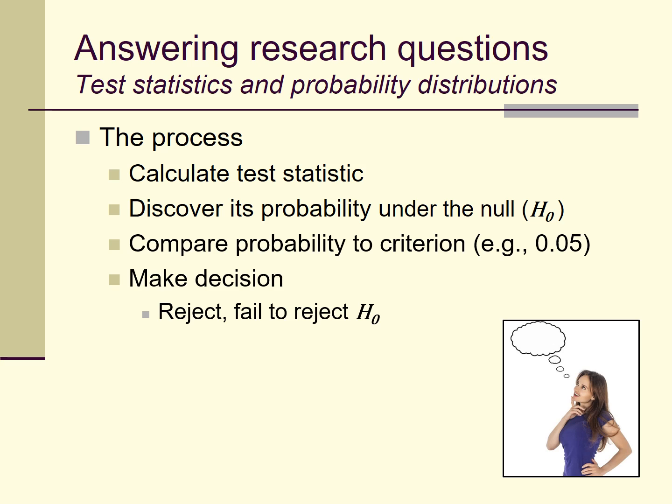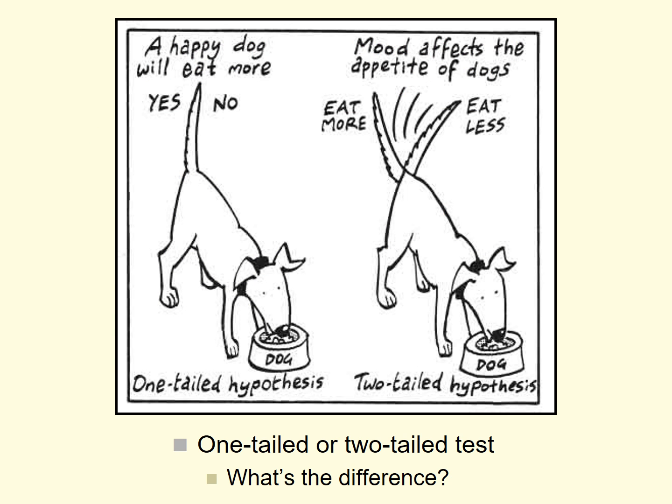And then we make a decision. We make a decision about rejecting or failing to reject, that is, retaining the null hypothesis. Now, part of this decision, though, has to take into account whether we're treating our tests as one-tailed tests or two-tailed tests. Now, if you've taken any amount of statistics classes in psychology, you've heard of these terms before, and hopefully you have some sense of what they mean. But take a second here and just ask yourself, what's the difference between a one-tailed test and a two-tailed test?